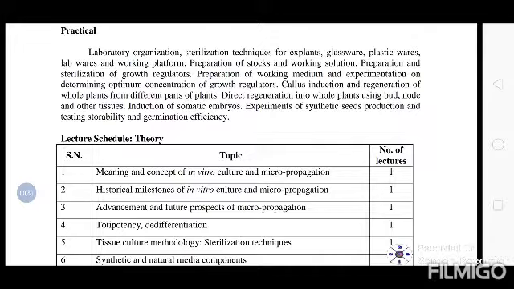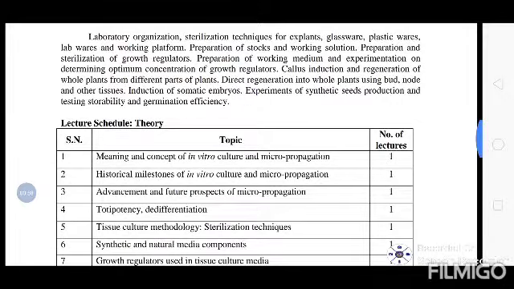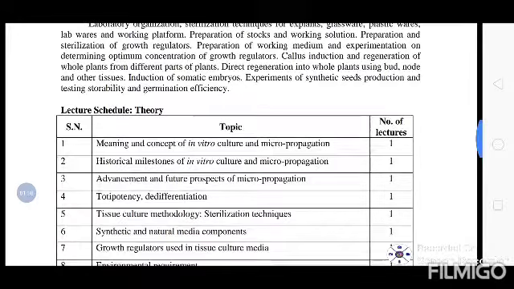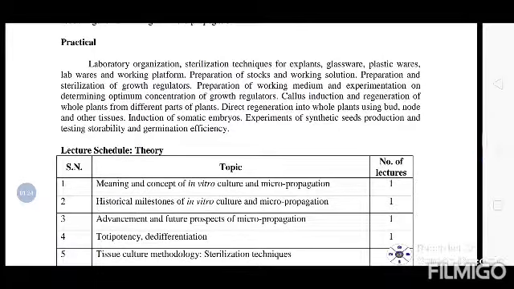Then preparation of stocks and working solution, preparation and sterilization of growth regulators, preparation of working medium and experimentation on determining the optimum concentration of growth regulators, callus induction and regeneration of whole plants from different parts of the plant, direct regeneration into whole plant using bud, node and other tissues, induction of somatic embryo, experiments of synthetic seed production and testing, storability and germination efficiency.